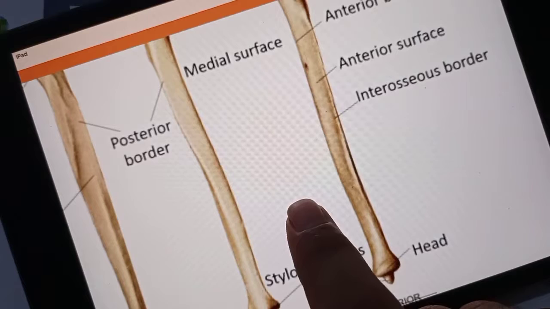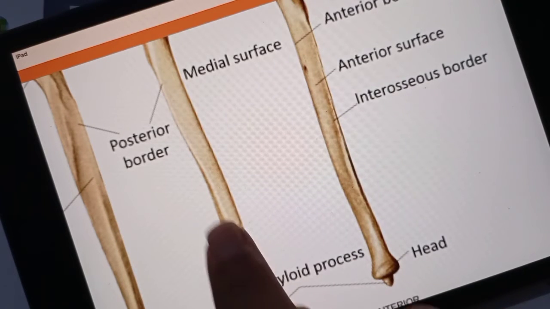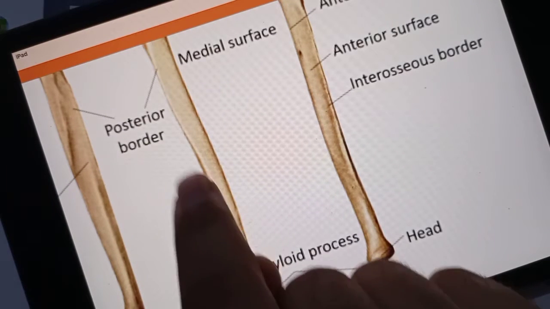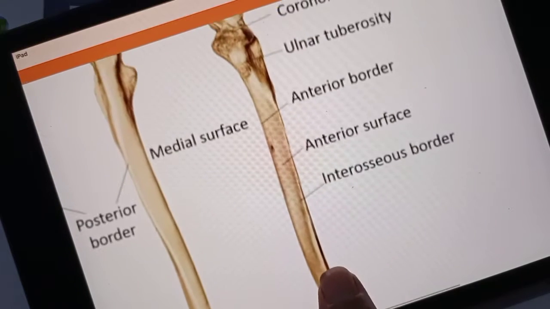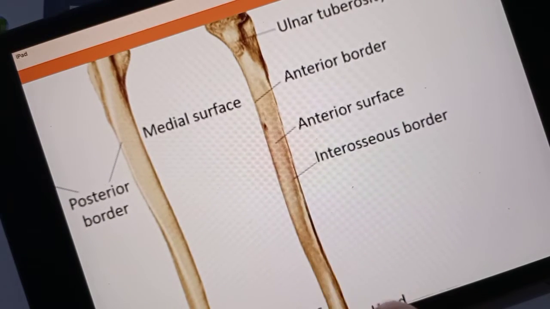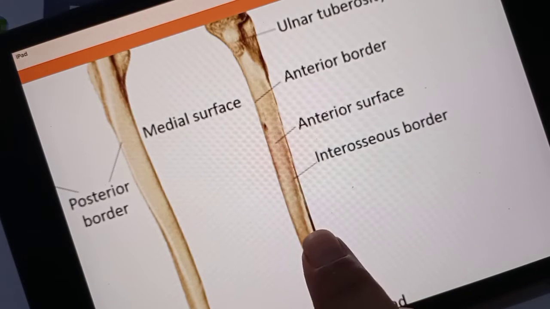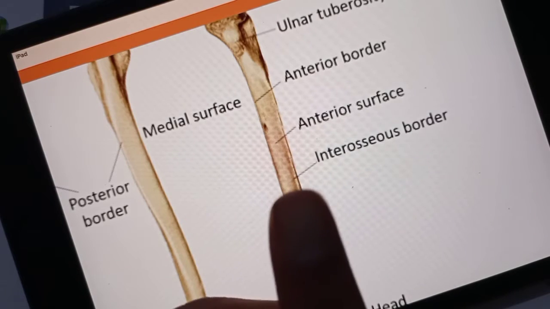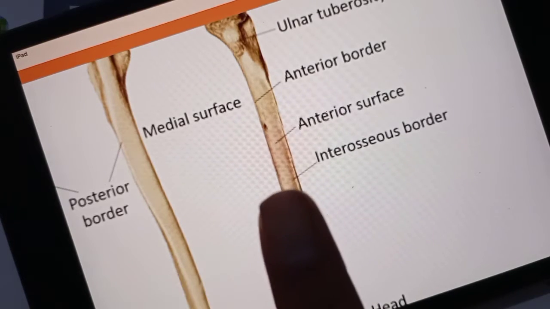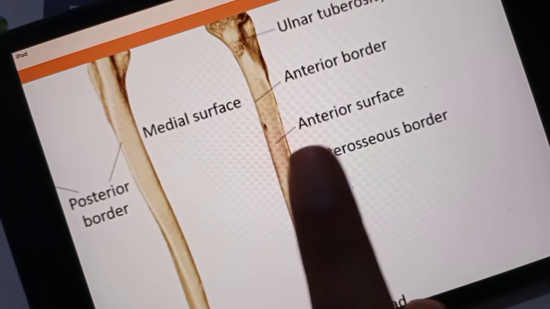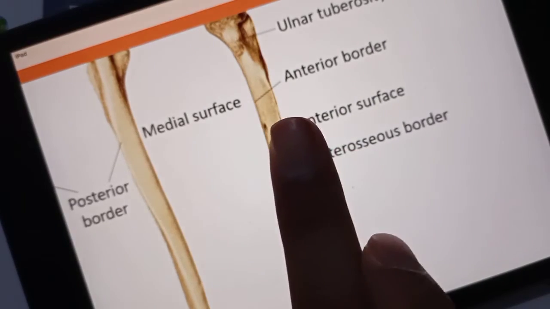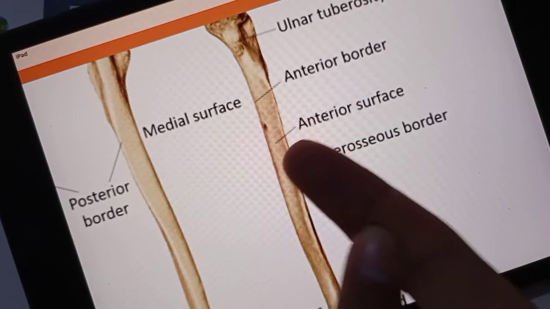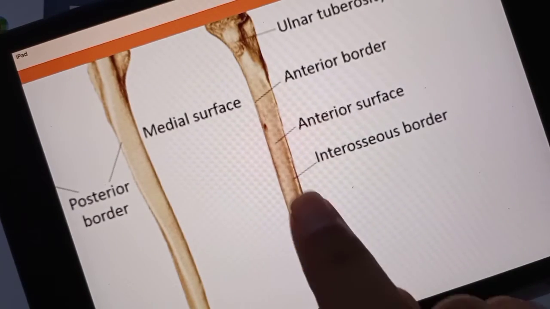The third border is the posterior border, which is located on the back side. In the second diagram, you can see this is the posterior border. There are three surfaces. The one is the anterior surface. You can see this from the top. This is the anterior surface, on this side, consider my finger. And this side is the medial surface. This side is the lateral surface, and on the back side, this is the posterior surface. So there are three surfaces.